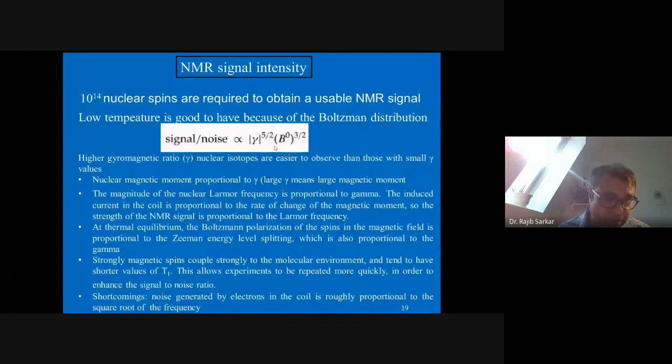But on the other hand, when you are applying a higher field, your frequency is also higher. And when the frequency is higher, the noise generated by the electrons in the coil is also roughly proportional to the square root of the frequency. So higher field means higher frequency, and higher frequency means the noise is also getting higher. Therefore, this also reduces your signal intensity. So one has to do this kind of balance and optimization, but in general, the more field you apply, the better signal you get in your NMR.